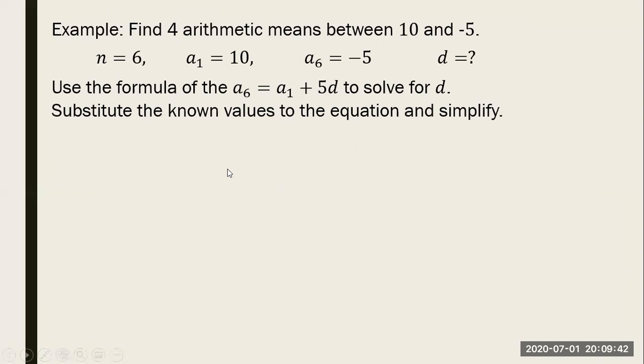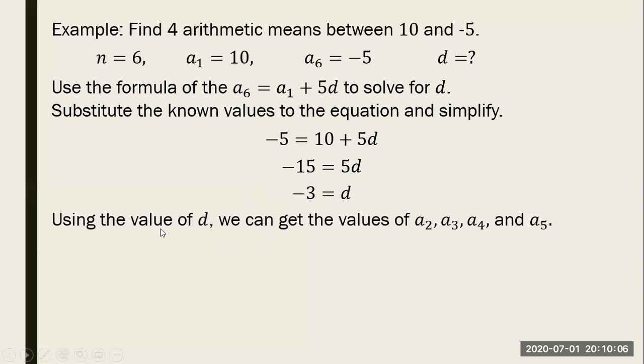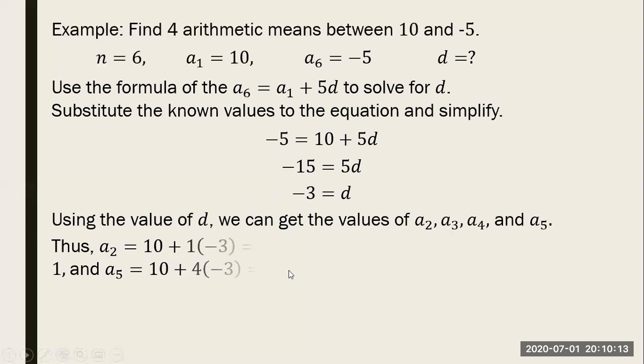So substitute the known values to the equation and simplify. So we have negative 5 is equal to 10 plus 5d. Simplifying, so adding both sides of the equation by negative 10. So we have negative 15 equals 5d. Pag simplify, divide both sides by 5. So we have negative 3. The common difference is negative 3. So using the value of d, we can get the values of the second, the third, the fourth, and the fifth terms of our arithmetic sequence.